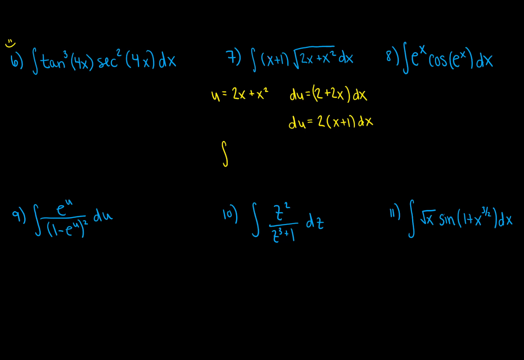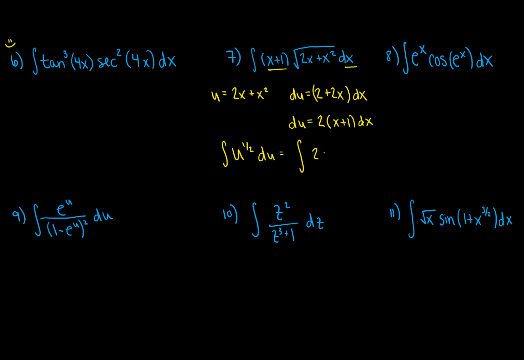Yeah, I totally do. So I can think of this piece as going to the du. This piece here becomes u to the 1/2, right? And then I've got 1/2 du. So I am missing the 2 for the du. I've got something that I'm missing, so I'm going to compensate for that, right?